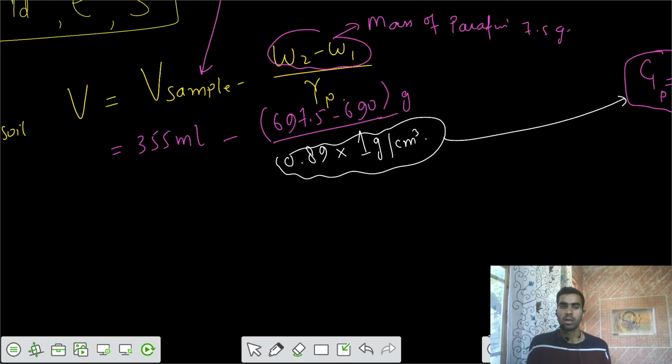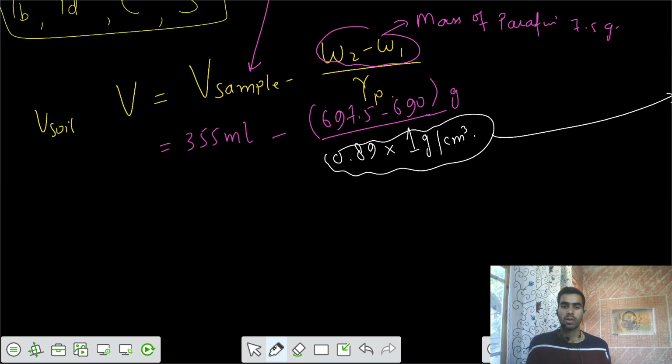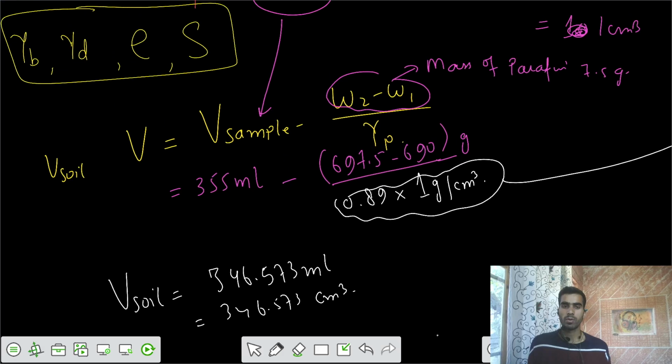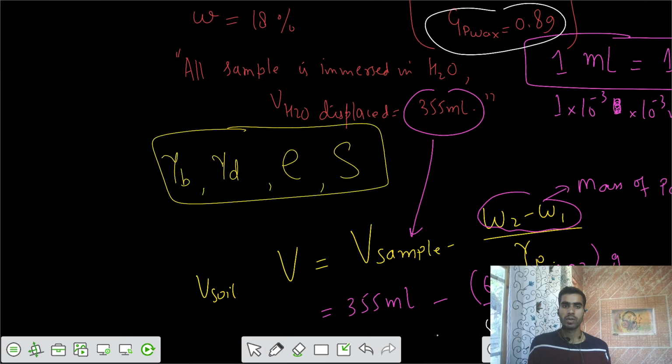From this calculation, the volume of soil comes to be 346.573 milliliters, which is also 346.573 centimeter cube. Once we have the volume of soil, can you tell me now what is the bulk unit weight?